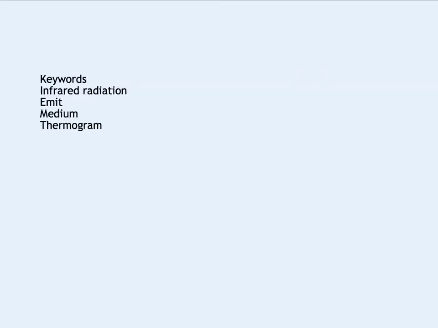There are four key words that you're going to need to know the meaning of for this unit. They are infrared radiation, emit, medium, which is required for higher tier, and thermogram. Pause this slide now and see if you can write a definition for each of these four words. Right, now you've had a chance to write a definition for these words, let's go on and have a look what the actual definitions are.